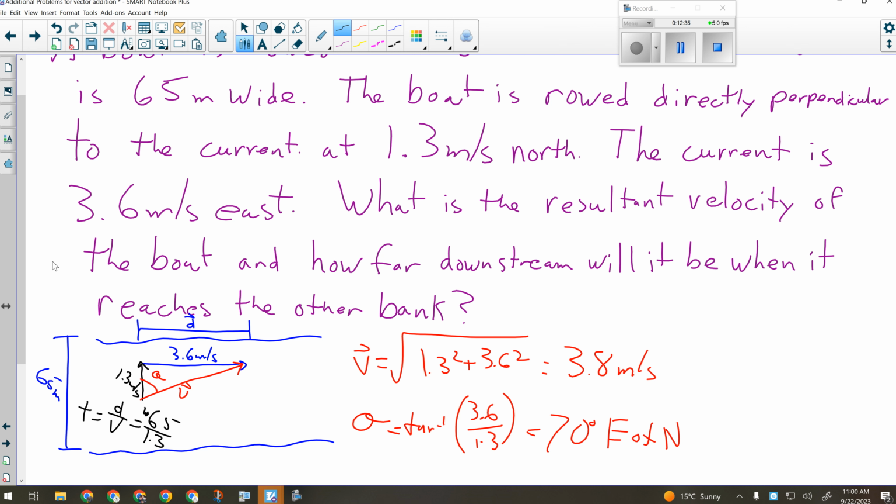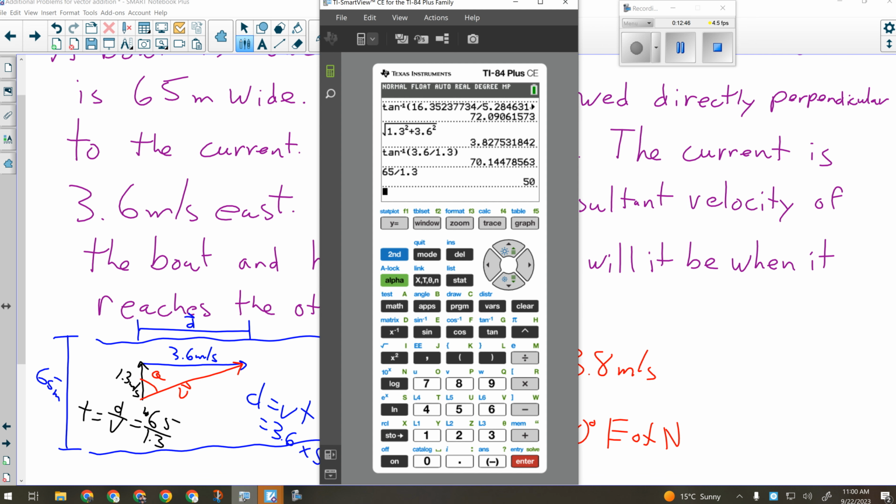Okay, so the distance downstream is v times t, which will be 3.6 times 50 seconds. Times 3.6. All right, 180 meters downstream. That's how far we end up.